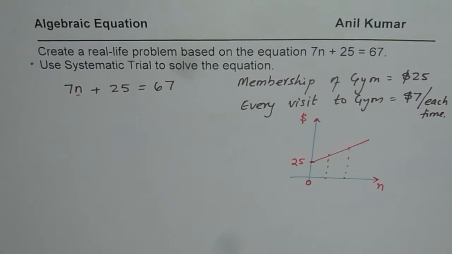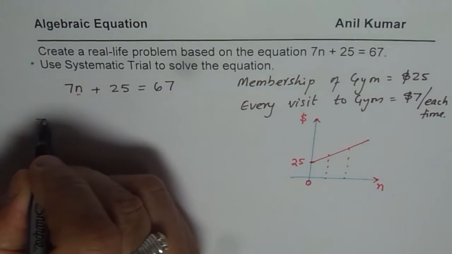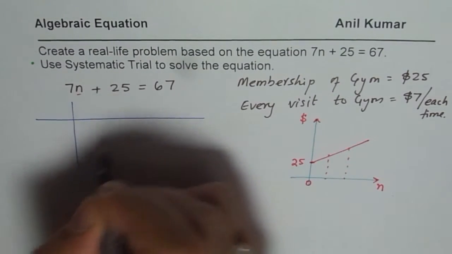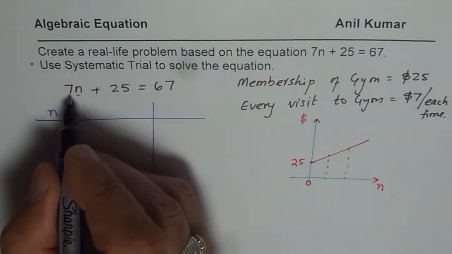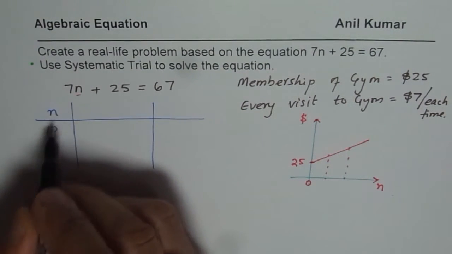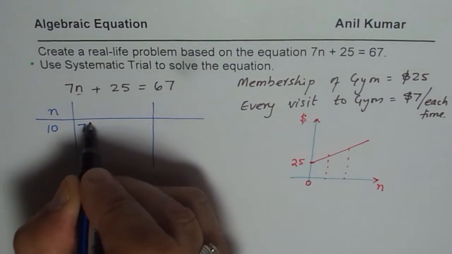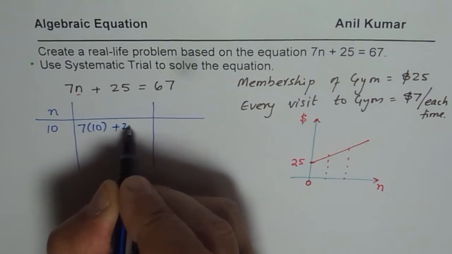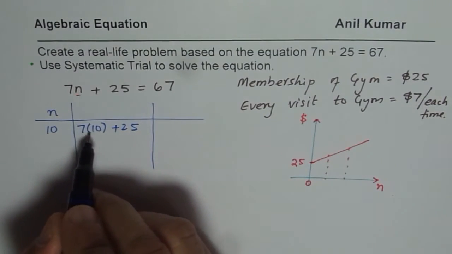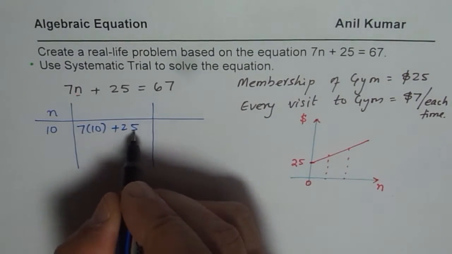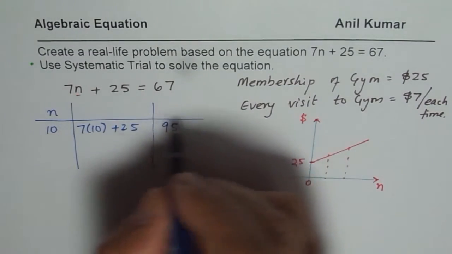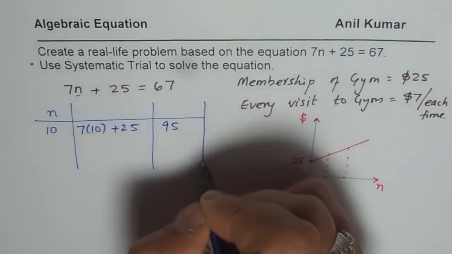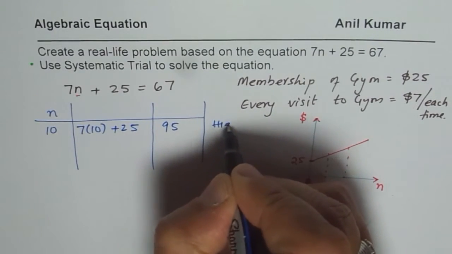What we can do is estimate with some values. We will make a table, and let n be, for example, 10. If I take n as 10, then 7 times 10 plus 25 is how much? 7 times 10 is 70, and 70 plus 25 is 95. Now that is extremely high, right? So that is not correct.